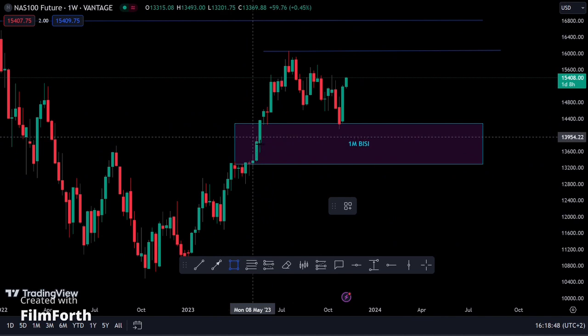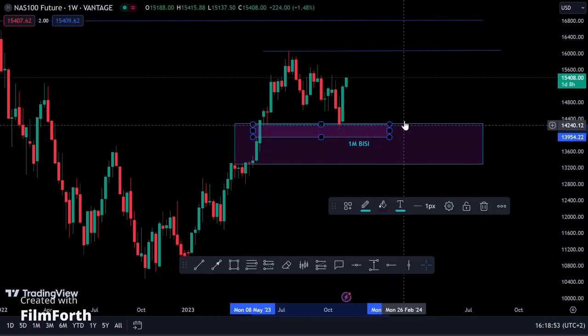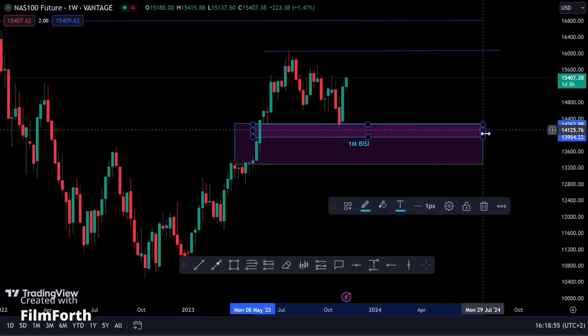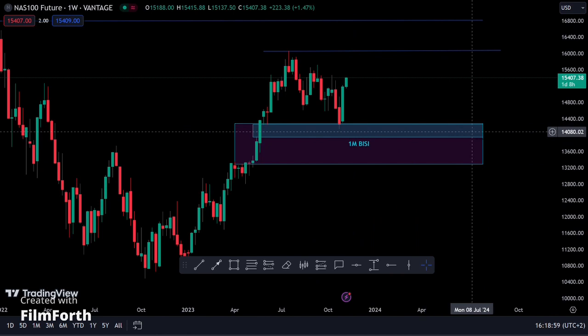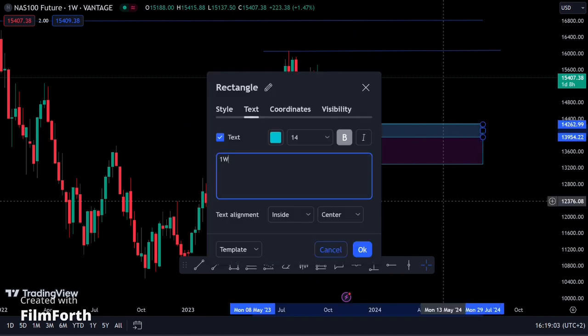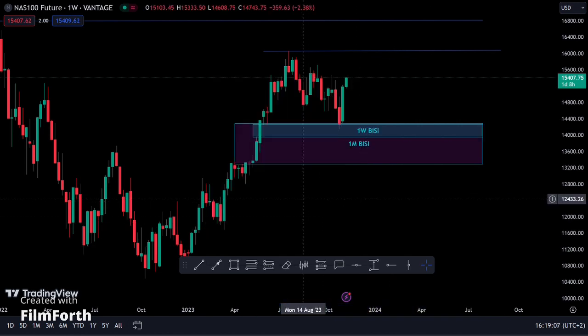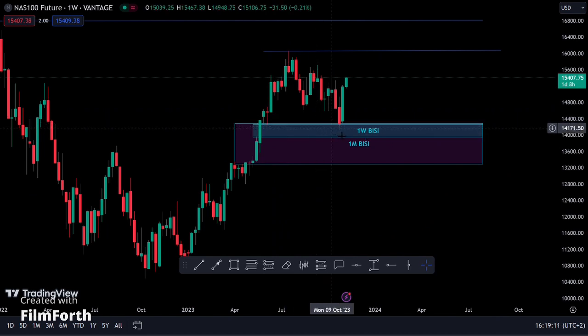As we go down to the weekly chart, we understand that we have a smaller BESI here. This is the weekly one, where I change the color for you real quick. Yes, put the blue, and you'll see that this is a 1 week BESI. As you can see here, we turned right inside, probably at the consequent encroachment.